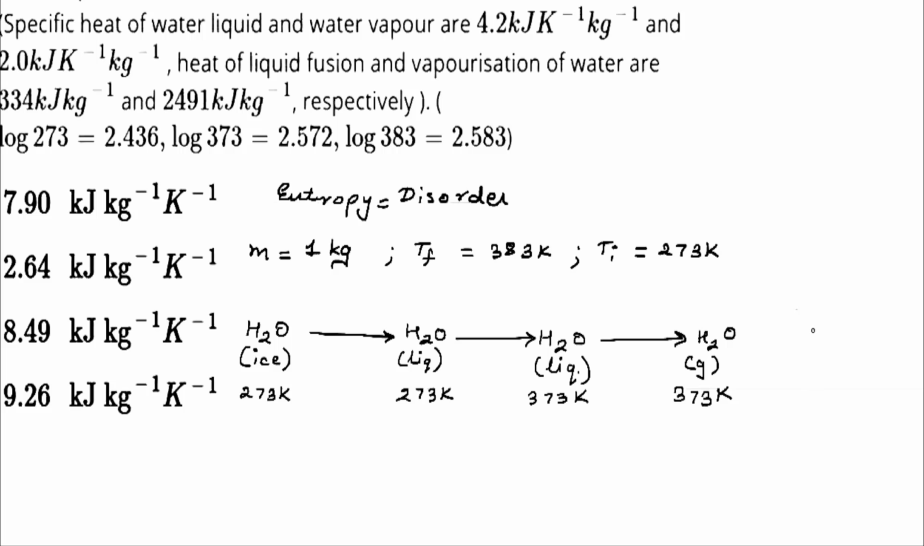And then the last conversion would be from H2O gaseous at 373 Kelvin to H2O gaseous at 383 Kelvin. So that is the final conversion. No other conversion after that. So now let us label the entropies.